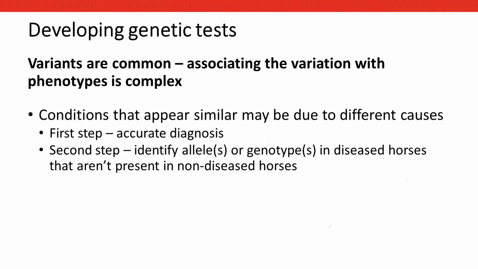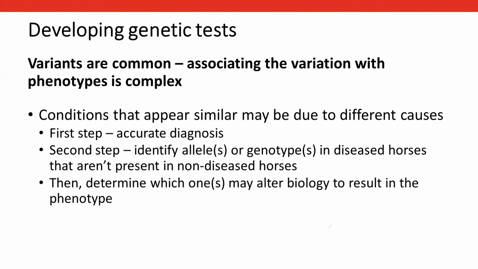So our second step is actually not even as hard as the first step anymore. We have a lot of genomic tools where we can identify alleles and variants or genotypes that we can associate with the diseased horses that aren't present in the non-diseased horses. Once we find that subset of variants that seem to be present in diseased horses but not in healthy horses, then we have to look at which ones we have a reason to think might alter the biology of that horse to result in the condition that we're seeing. So is that variant in a gene that we know changes the immune function of the horse? If so, it might be the one that's contributing to our disease.